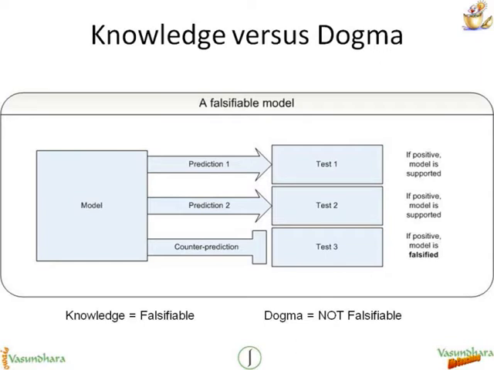Dogma, on the other hand, is exactly opposite. The moment you try to falsify something about a dogma, you'll have a lot of dogmas coming and eating you off, in Hindi we would say aapke bote bhar ke le jayenge. I mean, dogma doesn't like being falsified. That is the key difference.